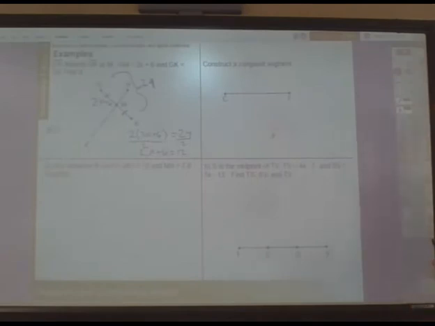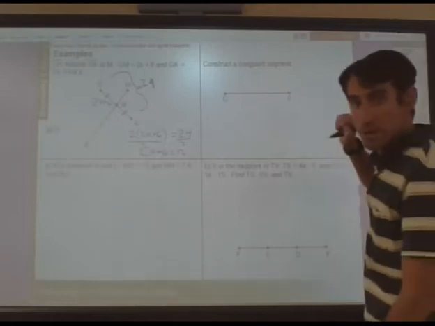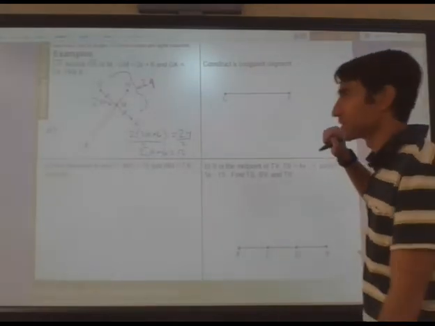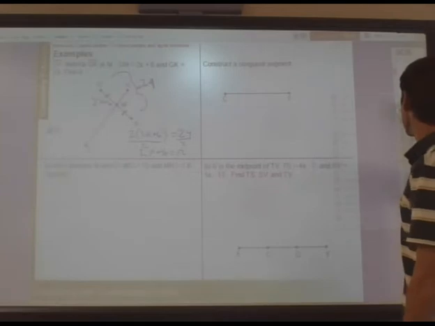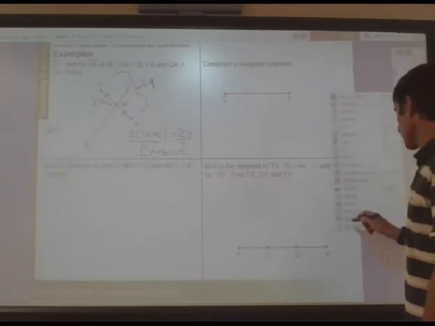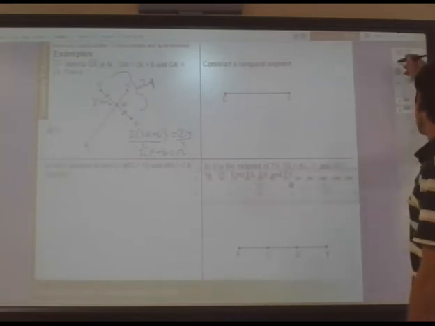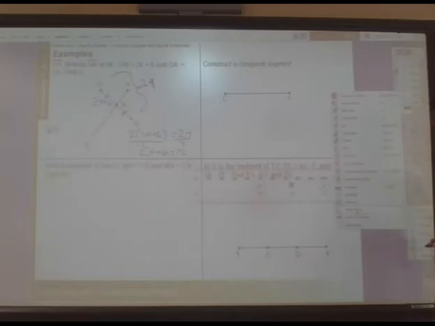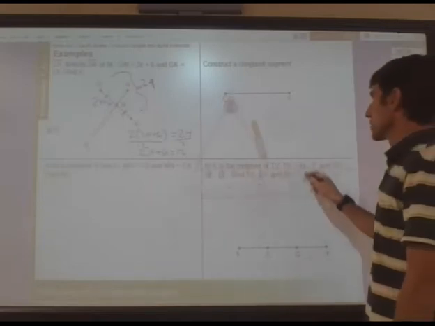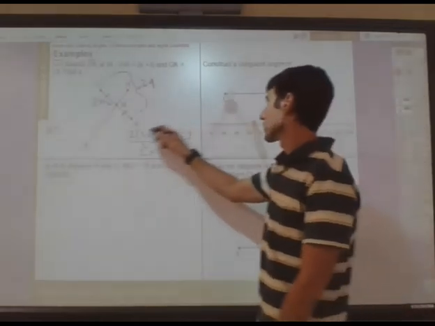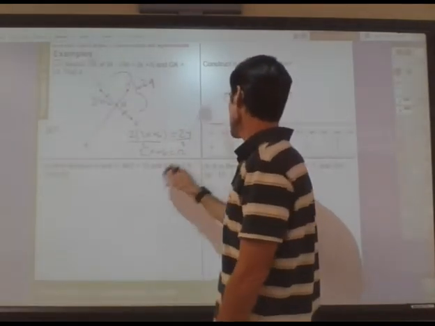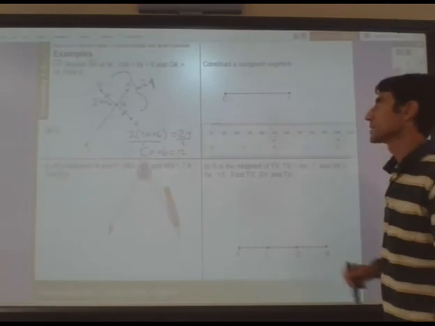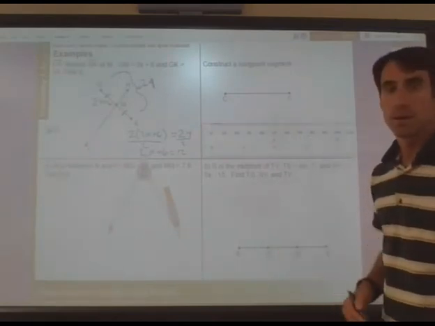All right, let's take a look at this one. Construct a congruent segment. Well, for that, we need our weapons of math destruction. So I'm going to pull up two things: a ruler, and I'm also going to pull up a compass. And something tells me I'll need this for later videos anyways, so great. So the first thing I'm going to do is I'm not going to measure CF with my ruler.